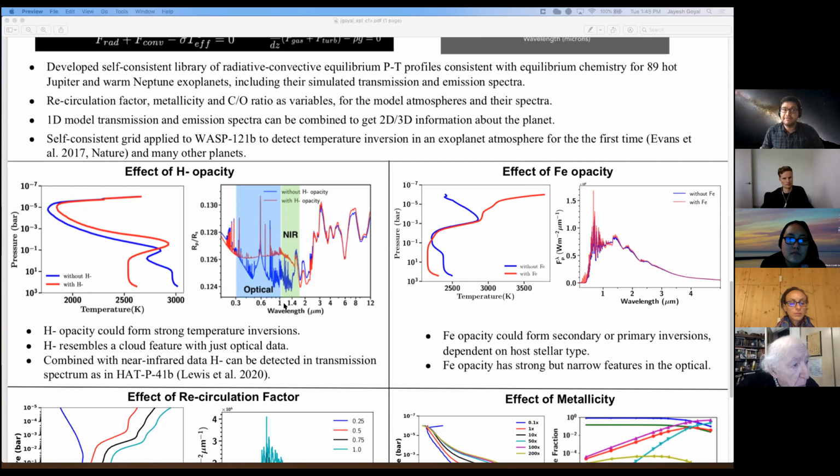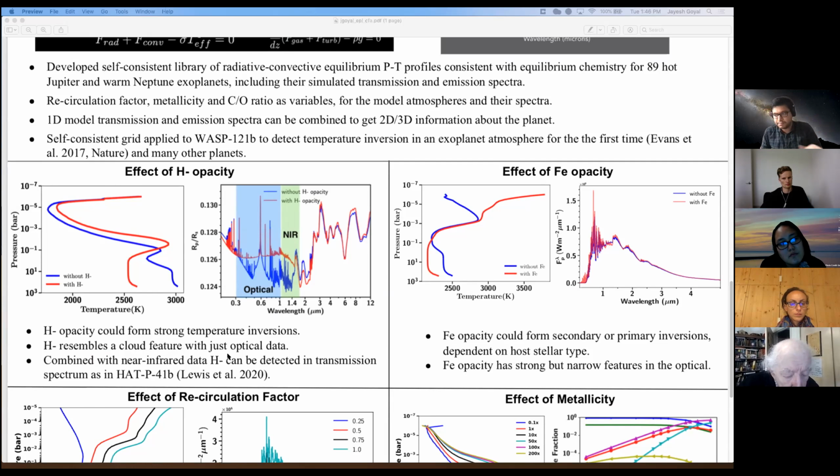So it will be very difficult to differentiate between H minus or cloud just using the optical data. But if you combine that with near infrared data, you can actually detect H minus, because the H minus bound-free absorption actually starts decreasing. It goes around 1.6 micron, it just drops off like this. You can see here in the plot, and that is one of the key features you can detect for H minus. And this was just detected last week.